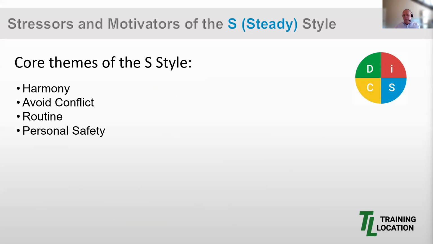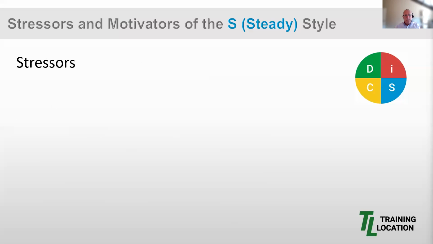As we consider the behavioral tendencies coupled with these core themes or needs, it'll help us better understand the stressors and motivators of the S style. So let's take a look at environmental factors which might conflict with the S style. I'll preface this list with the following description reminder. The S style is focused on support, stability, and collaboration. Now here's a list of environmental factors which may trigger stress for the S style.